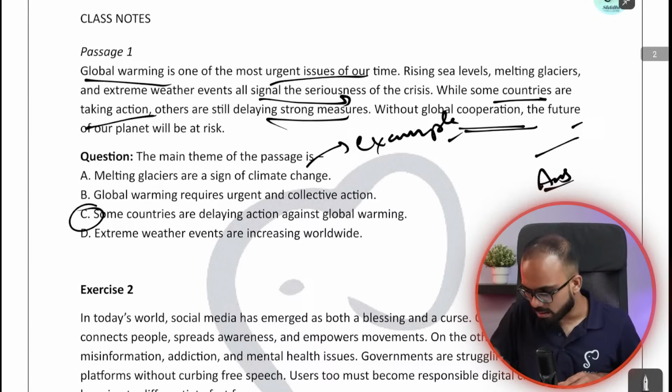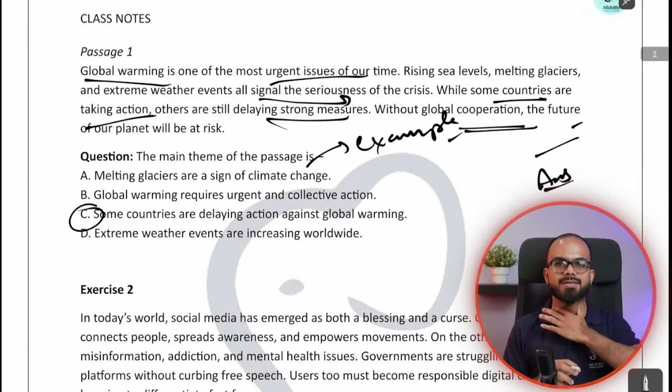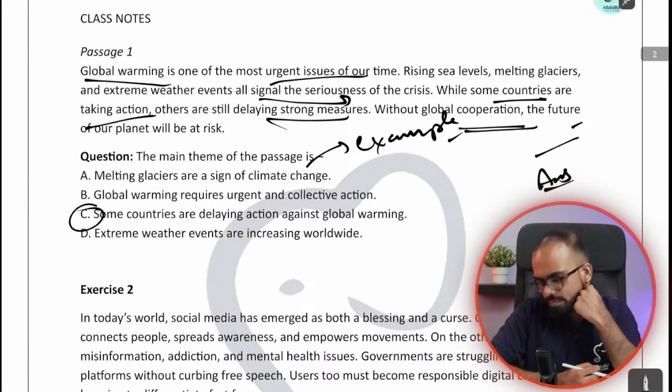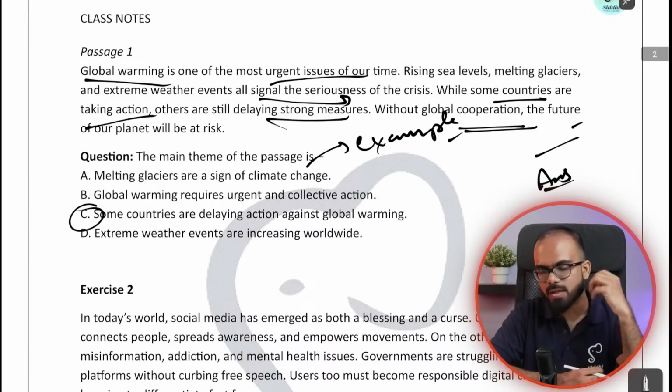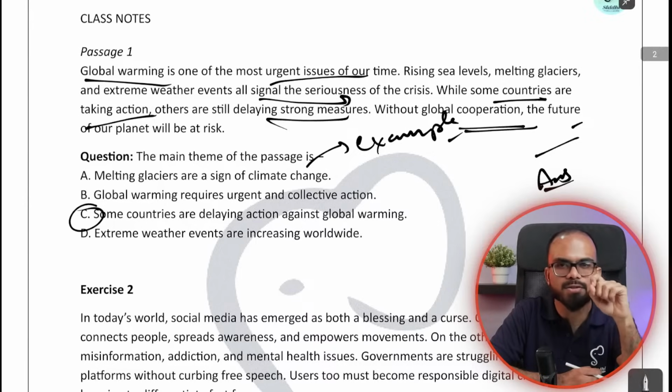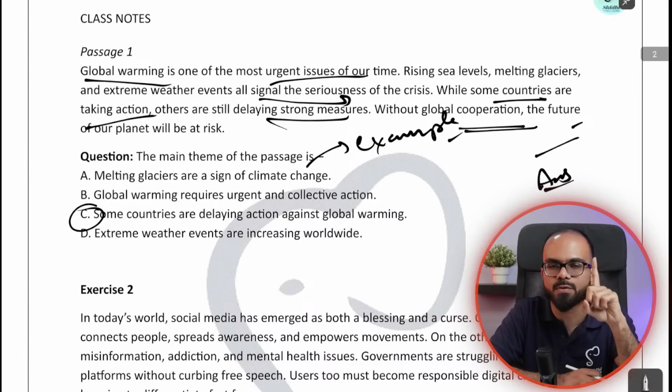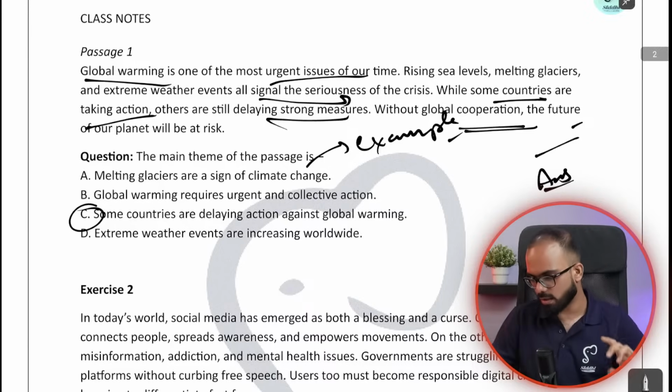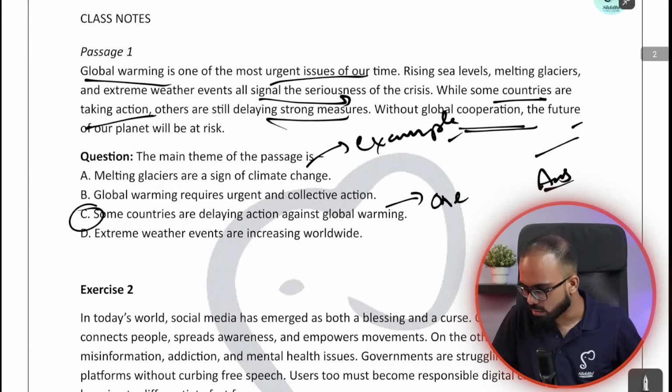What about answer C? Answer choice C is focusing on one minor element, one small element. C is talking about the situation, or it is focusing on only one aspect. Very good. So other wrong options should be one-aspect-focused answer choices.